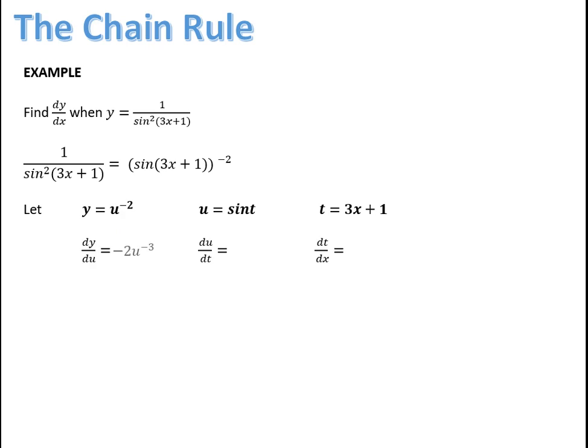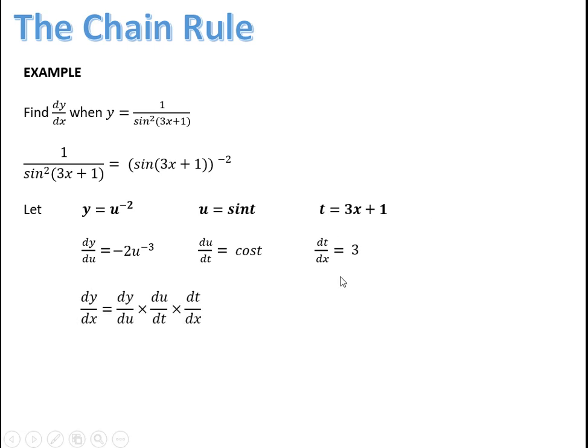When we differentiate a negative power, you've got to be very careful again. Negative 2 goes in front, you're dropping the power by 1. 1 less than minus 2 is minus 3. So it's minus 2u to the power of minus 3. Again, trigonometric functions: the derivative of sine t is cos t. And if you have something like 3x plus 1, the derivative is just 3.